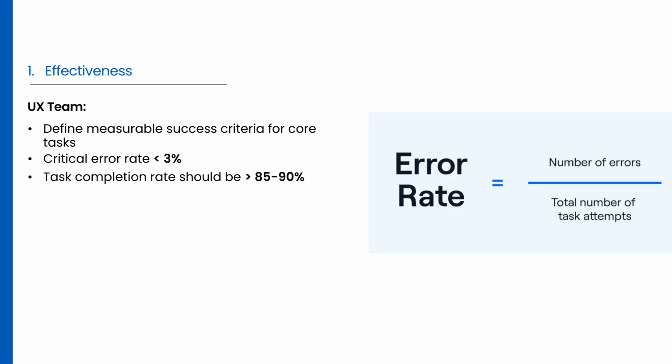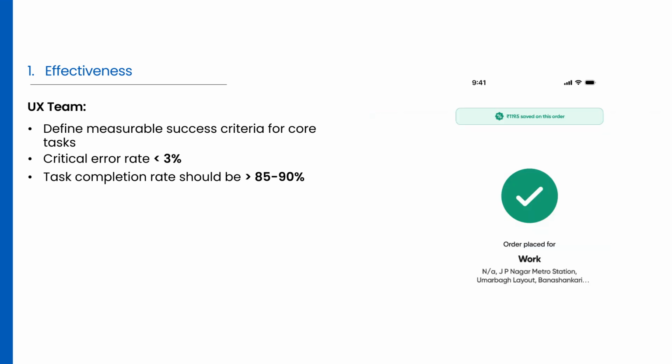Effectiveness must ensure that users can successfully complete core tasks without failure. The UX team must define measurable success criteria for all core tasks, such as placing orders, submitting forms, or generating reports. Success criteria means defining how we know a task is successfully completed. For example, if a user places an order and reaches the confirmation screen without errors, the task is successfully completed.